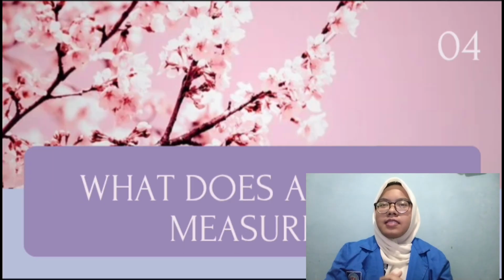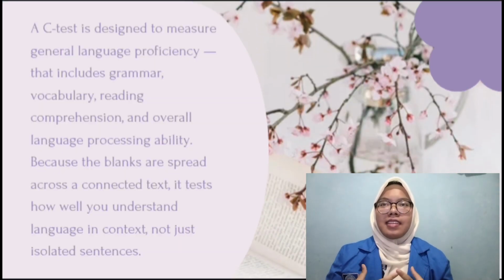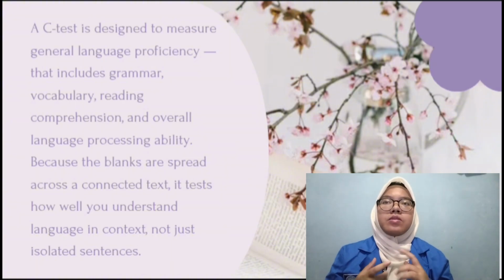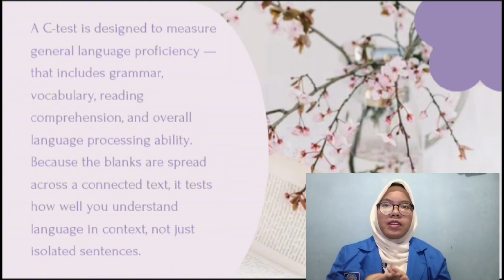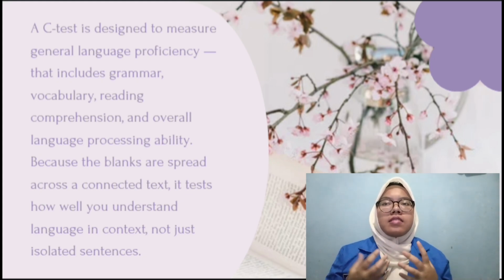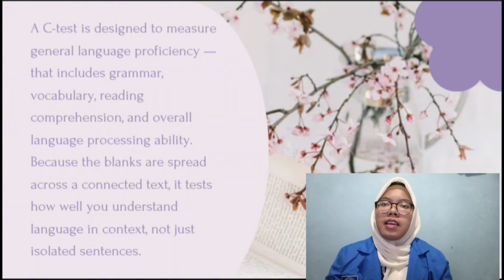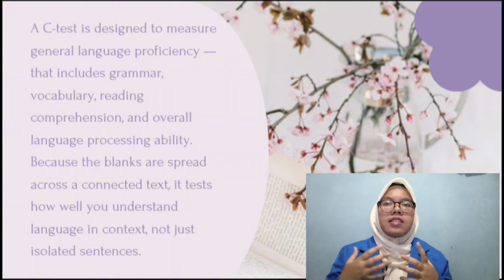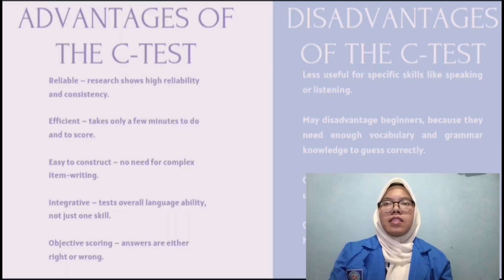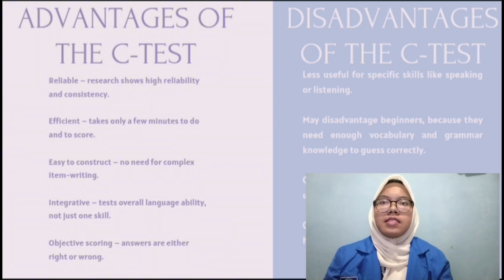What does a C-test measure? A C-test is designed to measure general language proficiency that includes grammar, vocabulary, reading comprehension, and overall language processing ability. Because the blanks are spread across a connected text, it tests how well you understand language in context, not just isolated sentences. And here are the advantages and disadvantages of the C-test.